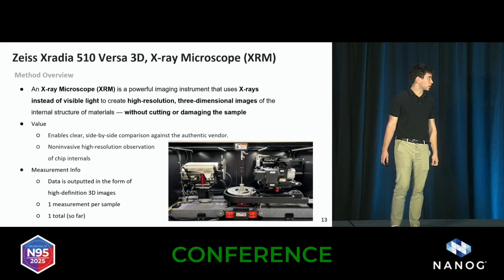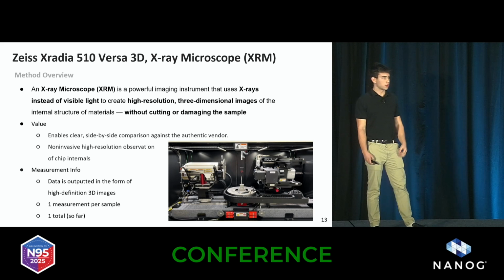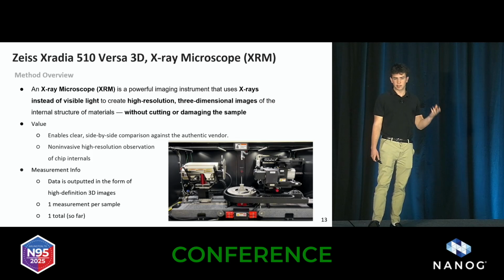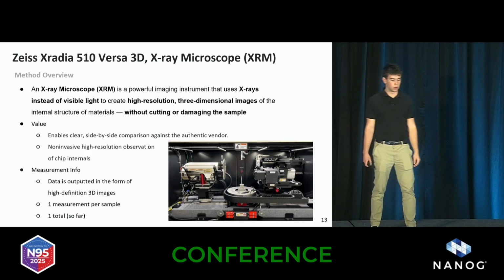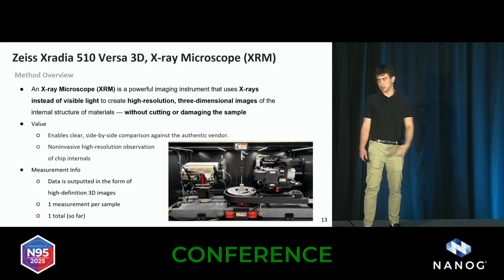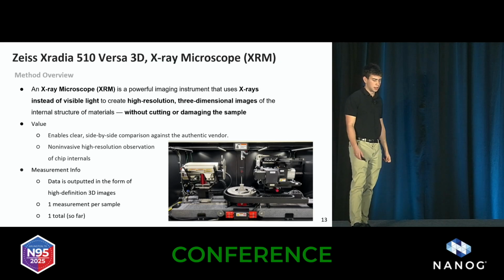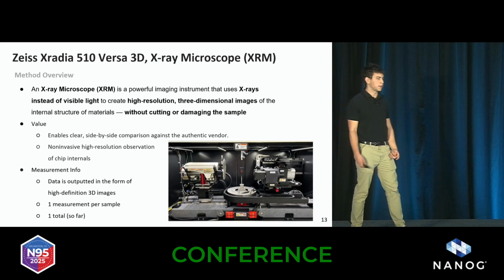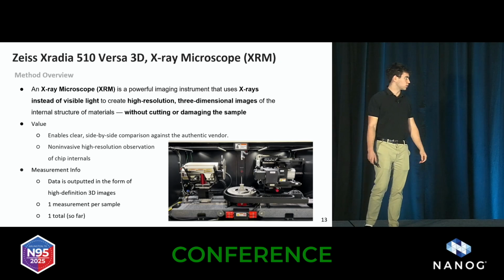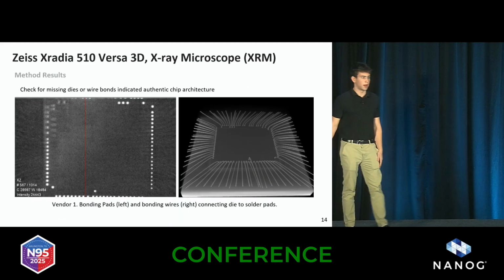Moving on to the X-ray microscope. So XRM is a powerful imaging technique that uses X-rays to non-destructively and non-invasively look at the insides of the chip. So we were trying to have a side-by-side comparison between the authentic vendor and the potential counterfeits. The data that was outputted was a 3D image. We have one measurement so far because the instrument takes about 5 hours, and it's a fairly substantial process. You can see the picture of it over here. And here's the result from that one measurement.